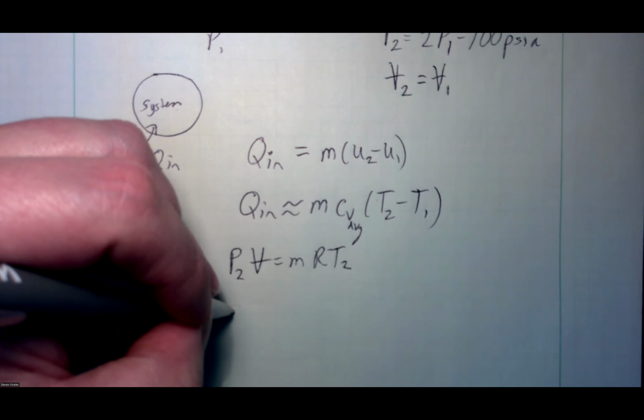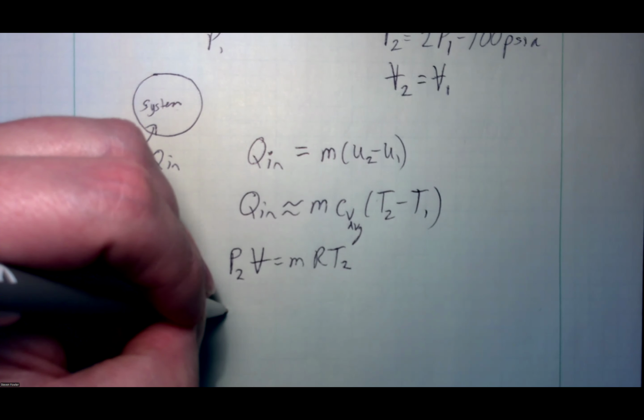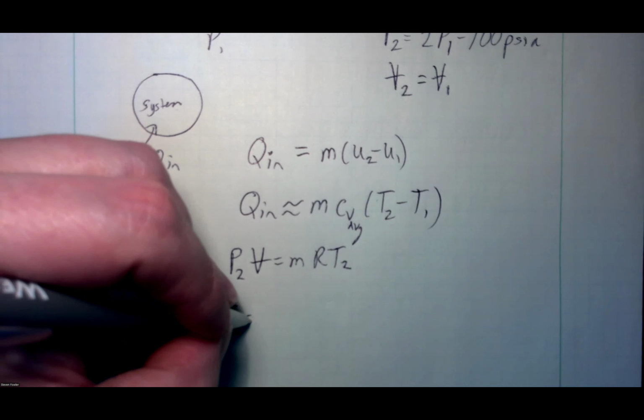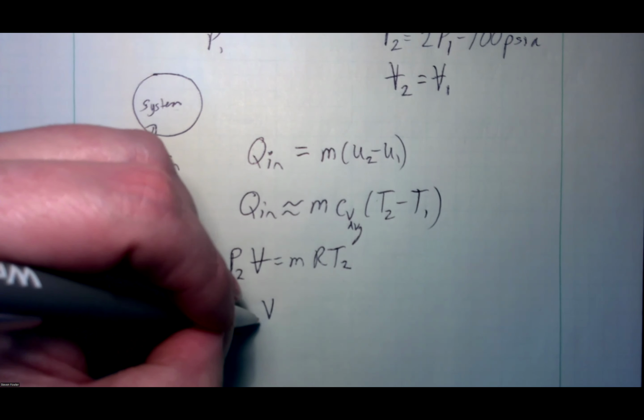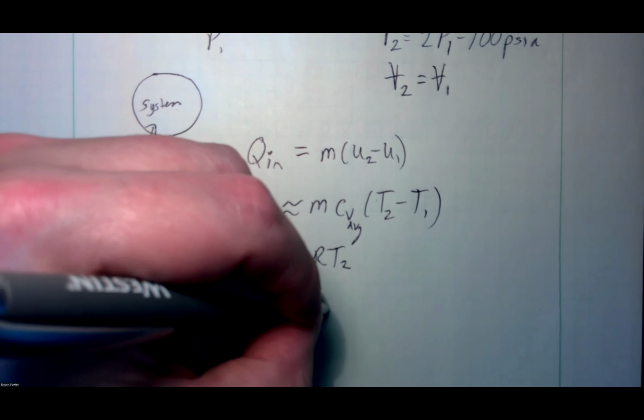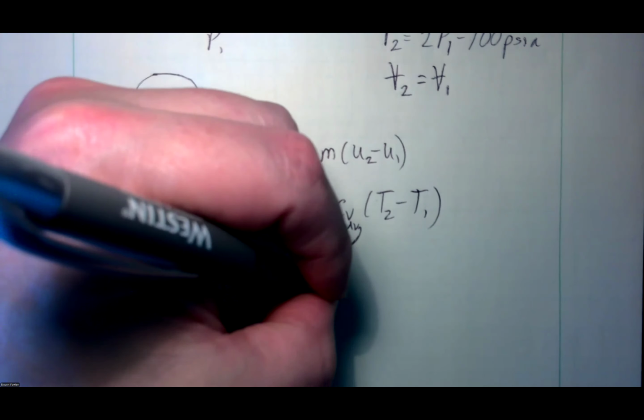I could do this. T2, I could say, well, T2 is equal to, I'm sorry, I'm thinking while I'm talking here. T2 is P2V over MR. I'm going to have to find volume anyway. And so this works.